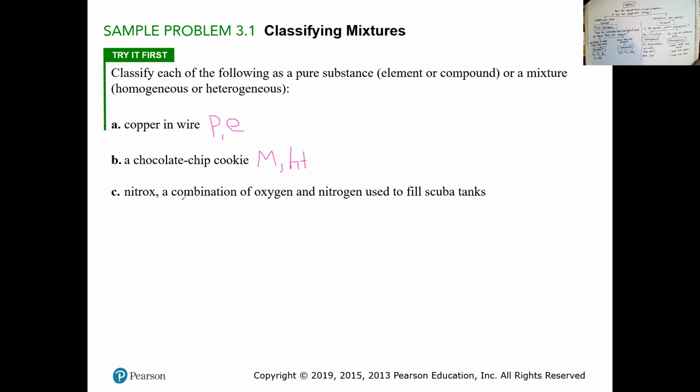mixture. And then we have nitrox, a combination of oxygen and nitrogen to fill scuba tanks. Again, when we're combining different gases together, this is a mixture of gases. It's not a chemical reaction. So we have a mixture here. And because it is a mixture involving gases, it is going to be a homogeneous mixture.